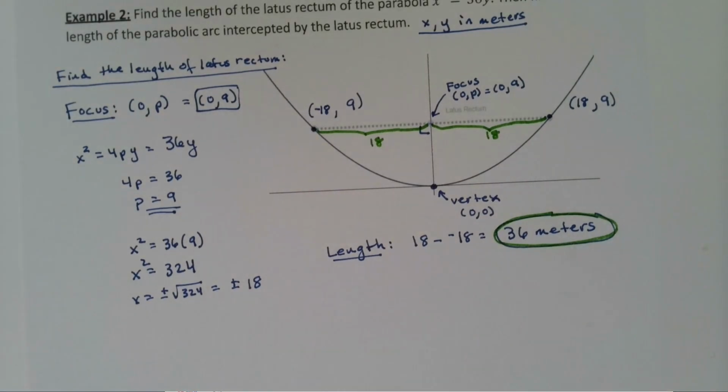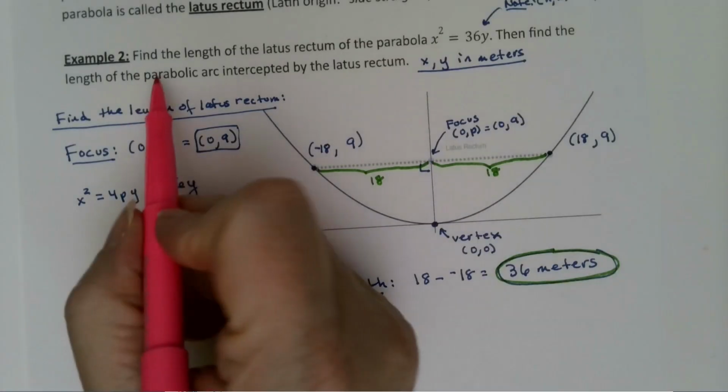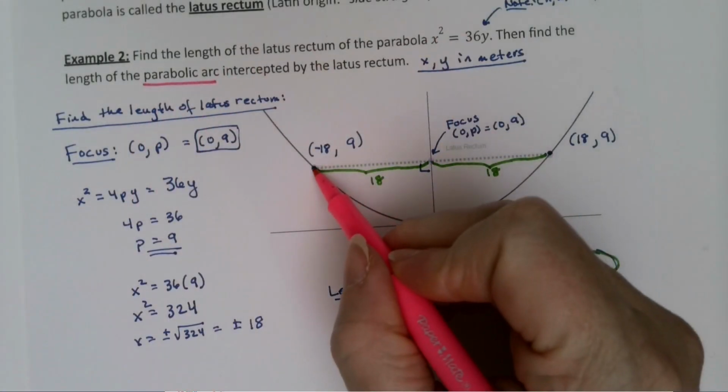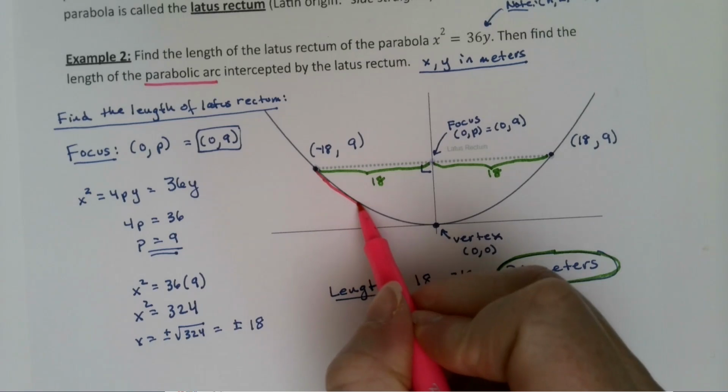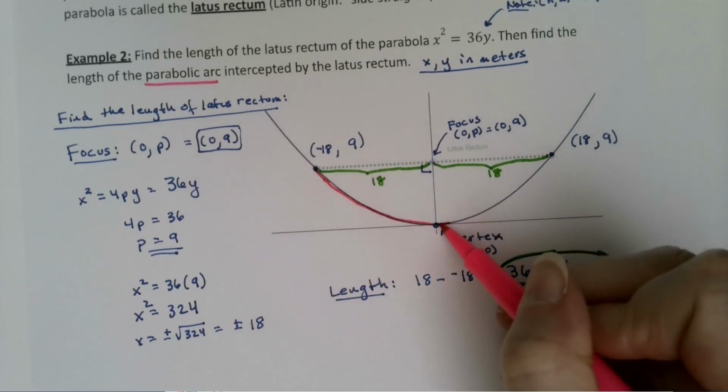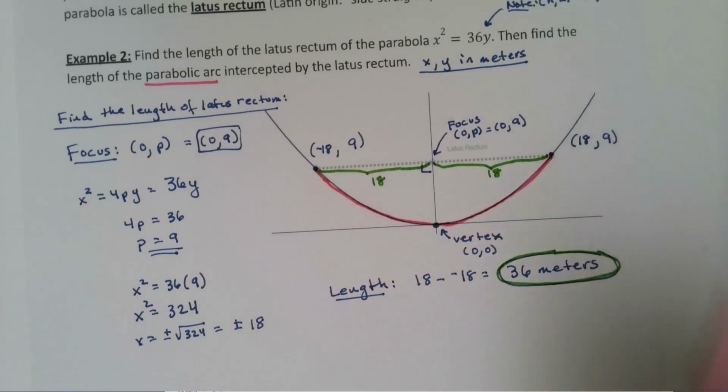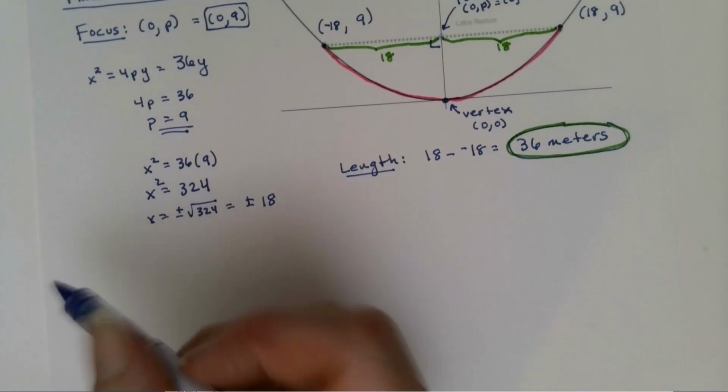So now we need to find the length of the parabolic arc. Okay, so the parabolic arc is the part of the parabola that goes from one point where the chord hits, where the latus rectum hits, to the other side. All right, so we need to find the length of that parabolic arc.